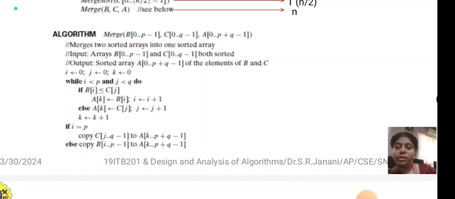Here we have three variables, i, j, k, initially at the 0th position. Now we compare whether i is less than p and j is less than q. If true, then the b of i value and the c of j value are compared. If b of i is lesser, the b of i value will be stored in the kth element and i will be incremented. If not, the c of j value will be stored in the kth element and j will be incremented. Finally, the kth position is incremented.